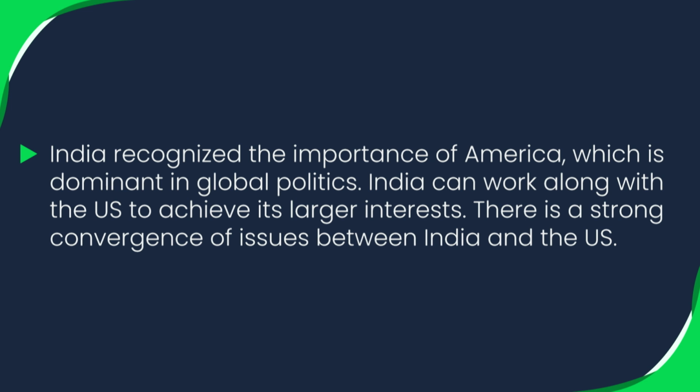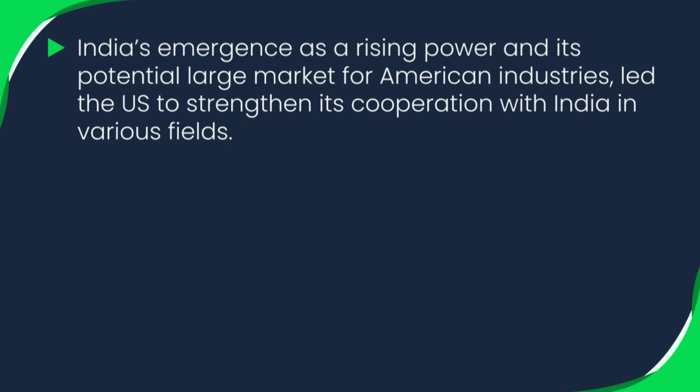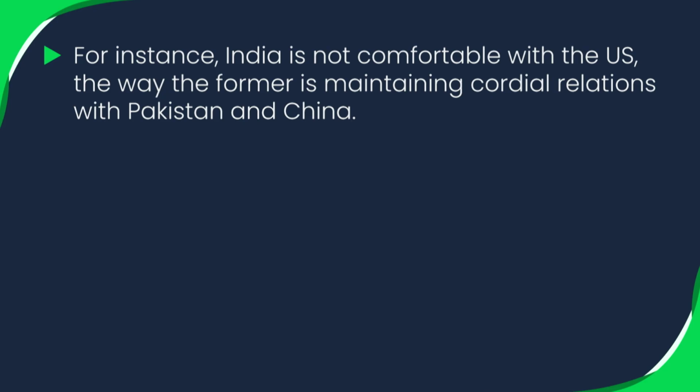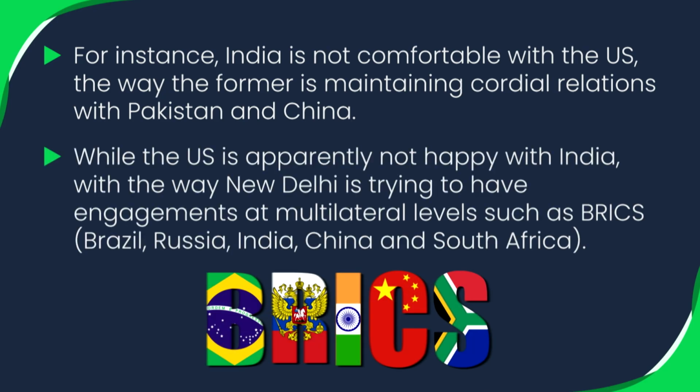There is a strong convergence of issues between India and the United States. India's emergence as a rising power and its potential large market for American industries led the US to strengthen its cooperation with India in various fields. Despite realizing the importance of cooperation between the two countries, they have differences with each other. For instance, India is not comfortable with the way the US is maintaining cordial relations with Pakistan and China, while the US is apparently not happy with the way New Delhi is trying to have engagement at a multilateral level such as BRICS.